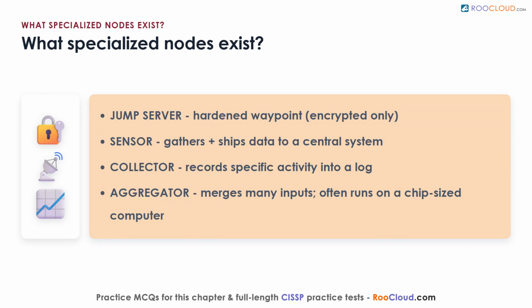A collector is any system that quietly records specific activity into a log, and an aggregator pulls many inputs together into one stream for processing. Many of these run on a system on a chip, a tiny integrated computer that packs a processor, memory, and networking onto a single chip, powerful but often too minimal for rich security features. Picture a security office where guards feed observations to one desk that logs, combines, and forwards them upward.